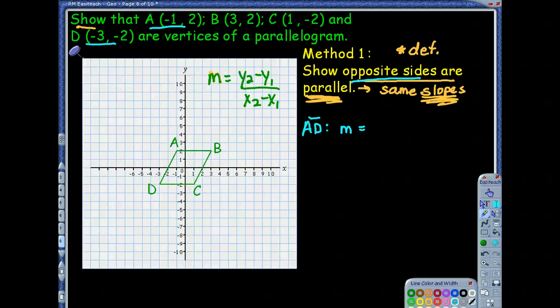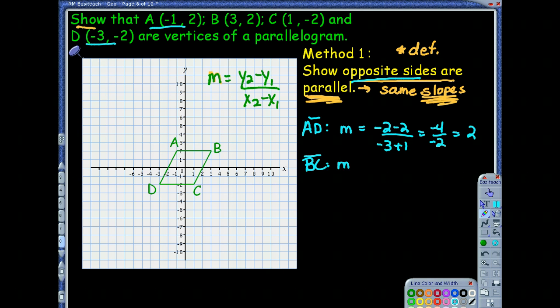So let's do y2 minus y1 over x2 minus x1. Negative 3 minus a negative 1, so that plus becomes plus 1. So this becomes negative 4 over negative 2, so the slope is 2.